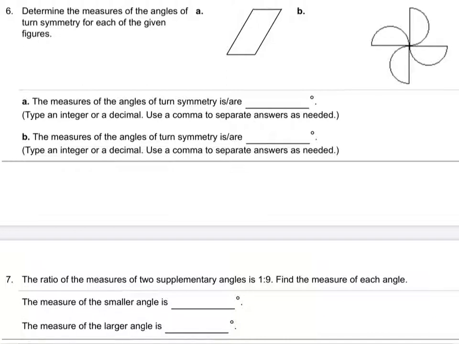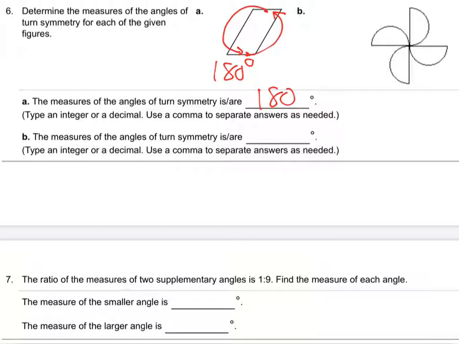So what do you think about part A, this figure? Can we rotate that figure less than all the way around and have it come back onto itself? How about if we rotate it 180? If we flip it halfway around, so this part goes down to there and this part goes up to there, I think so. Yeah, that'll be back onto itself, won't it? It has 180-degree rotation symmetry, turn symmetry. If you flip it halfway over, it'll look the same as it looked before, won't it?